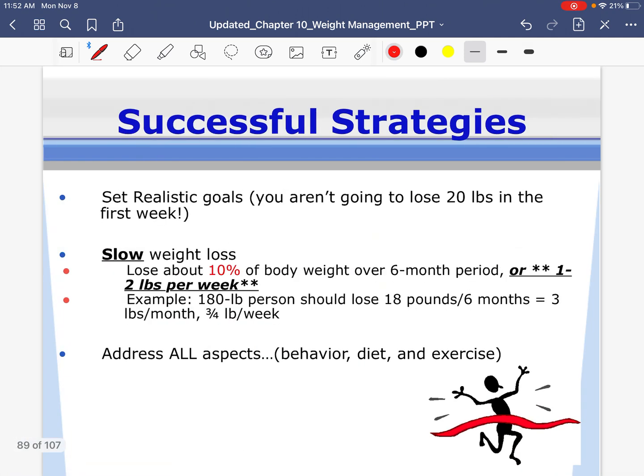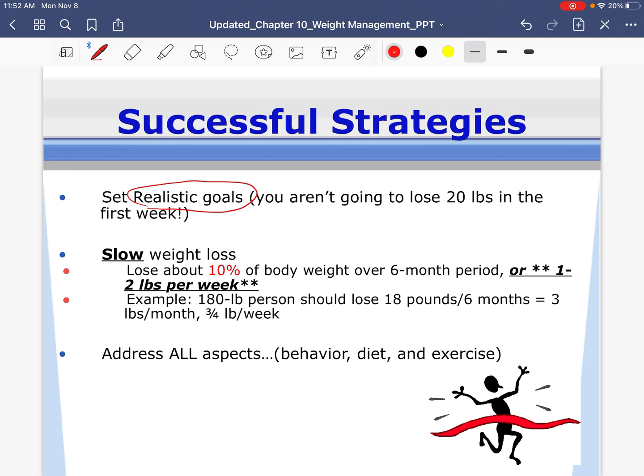What are some things that can get in the way? You can read through this. I'm not going to actually go through this specifically. This is just some information for you if you're interested. What I would like to point out are some successful strategies for those who are interested in weight loss.